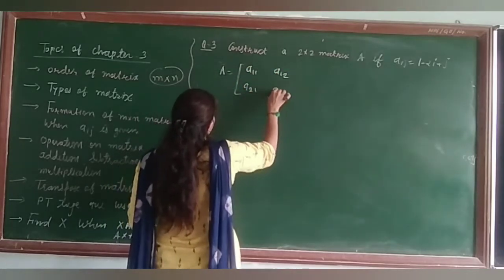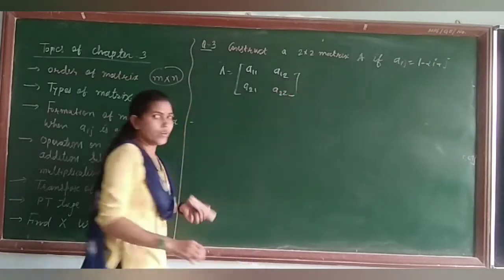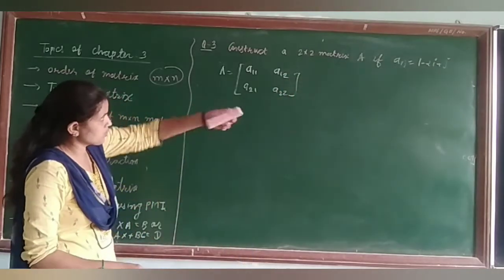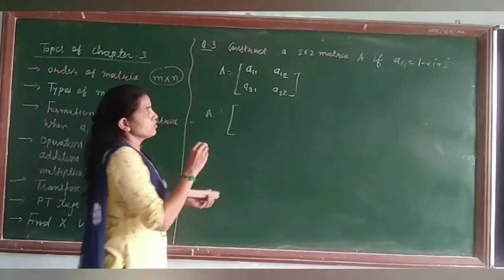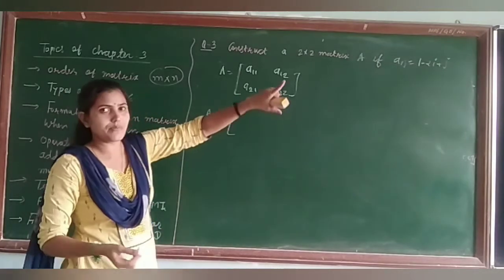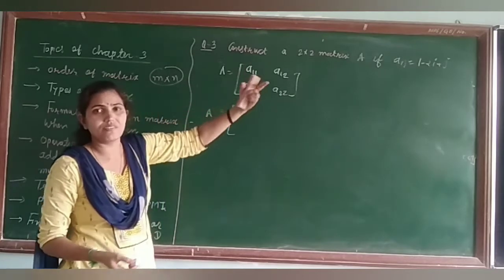Then A21, A22. You have to remember this order. Now you should substitute the values in there. At this level we can do it directly also, but first I will show you the calculation here, and second we will write directly.